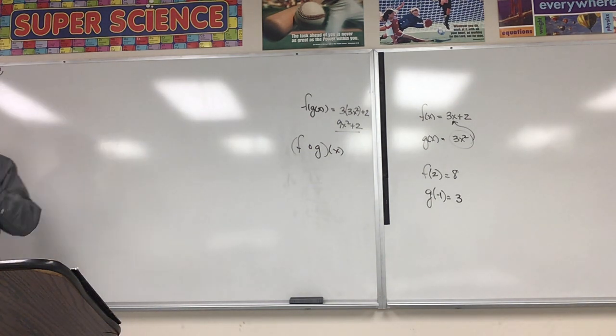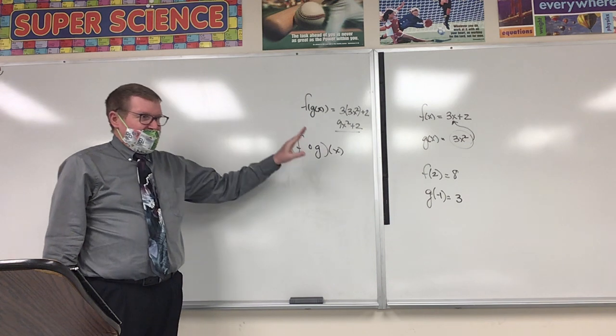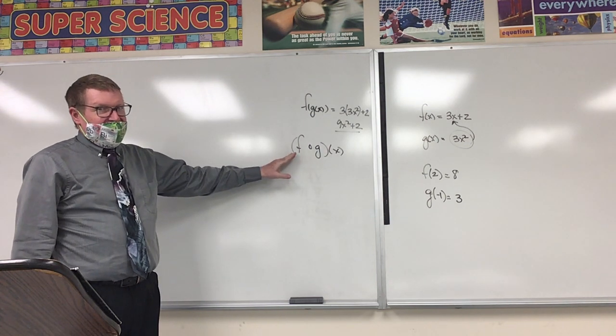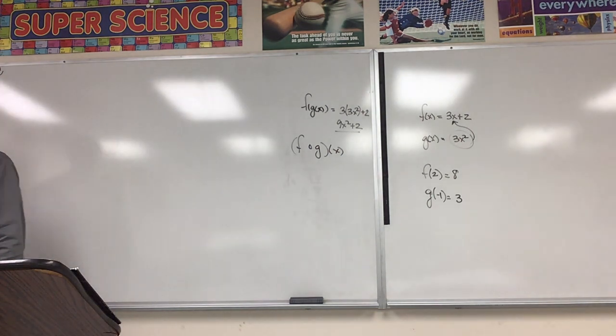Well, f circle g of x is the same notation. It means the same. When I see f circle g, that tells me I'm going to take the second function and place it in for all the x's in the first function. Alright? So remember that we're not just doing it for the one function, we're doing it for all the x's.